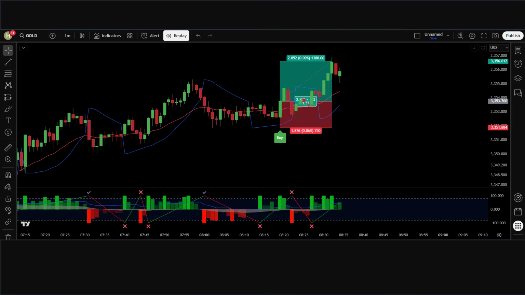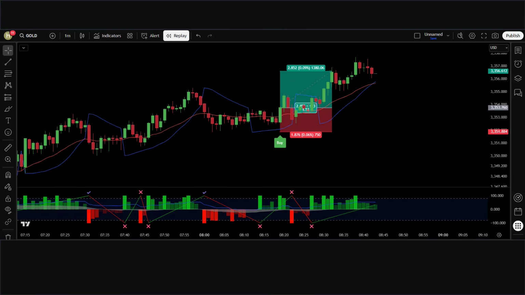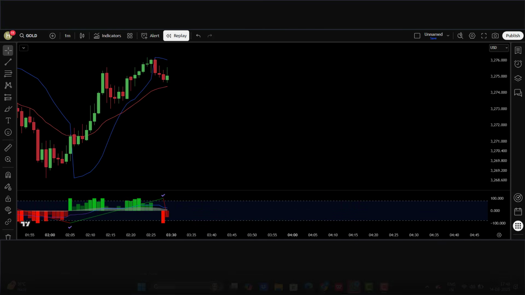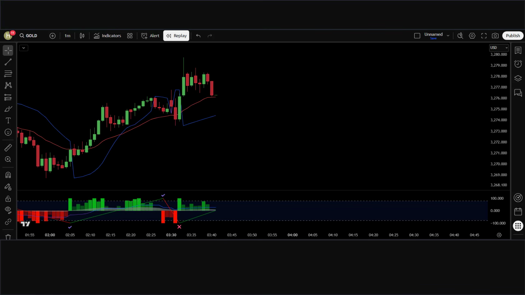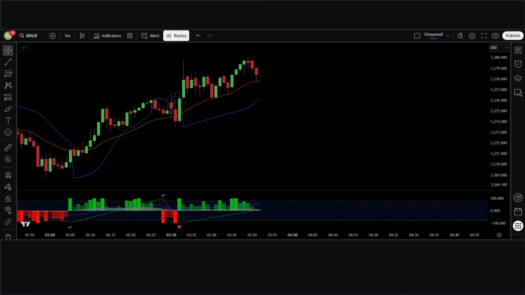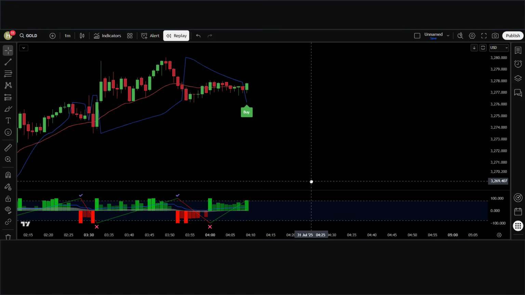I hope you must have understood this trading strategy. If not, then don't worry, we will see multiple trades, so that you definitely will understand. If you have any question related to this strategy, then you can ask in the comment section. We will try our best to answer all your questions.